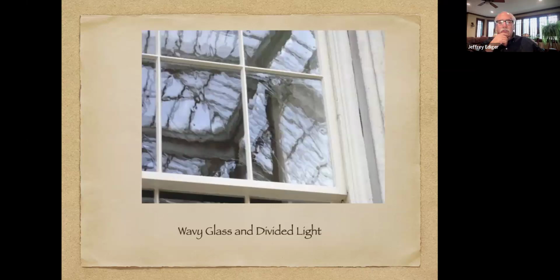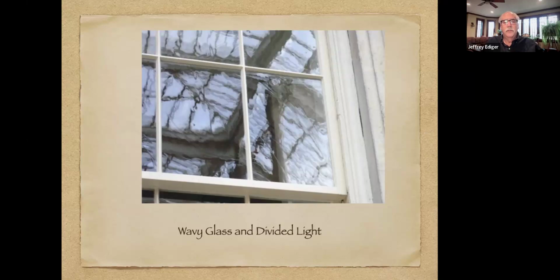Even imperfections become desirable. Wavy glass, you may have heard of wavy glass, and there's a myth going around that it's wavy because it's melting. Yeah, that's not why it's wavy. It's wavy because there were imperfections in the manufacturing process.